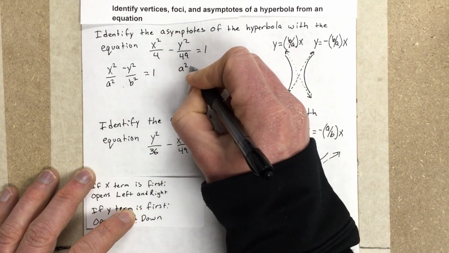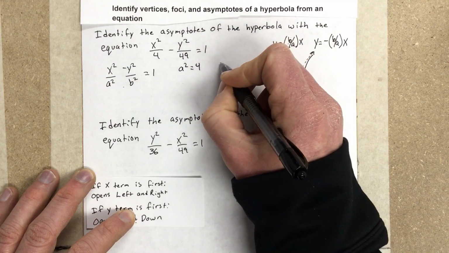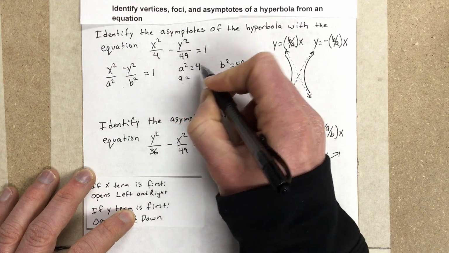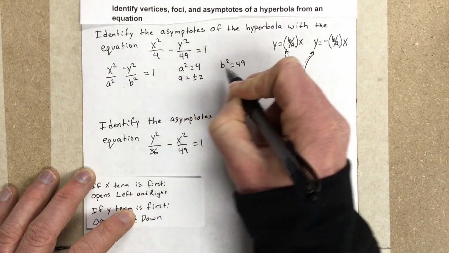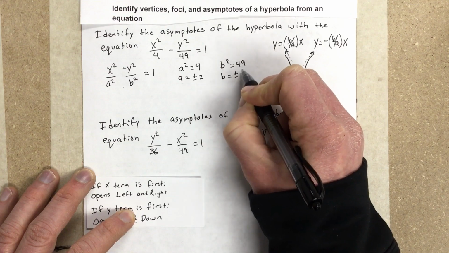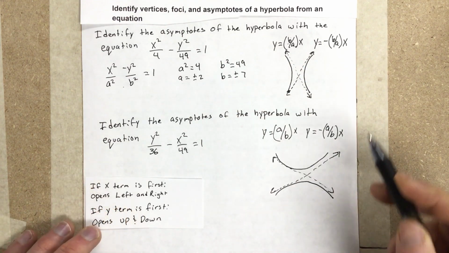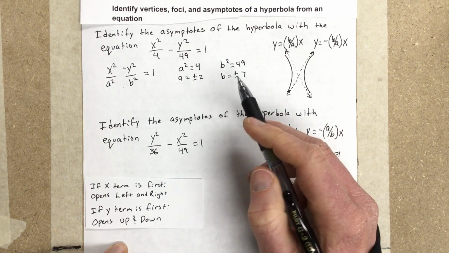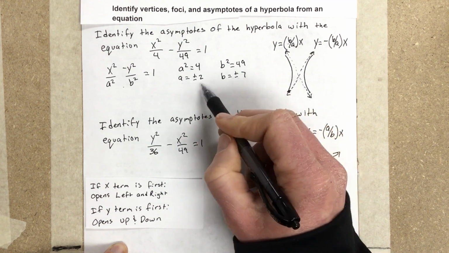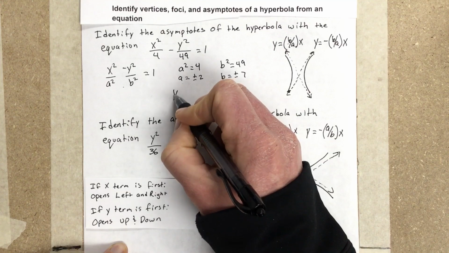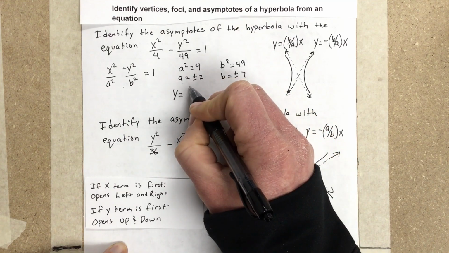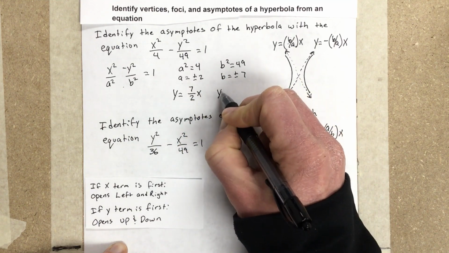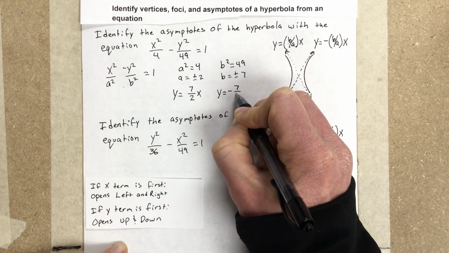So that means that a squared is equal to 4 in the first equation, and b squared is equal to 49. So when I square root, I get a is equal to plus and minus 2, and b is equal to plus and minus 7. Now we don't have to worry too much about this whole plus and minus deal. We're just going to look at a and b without the negatives. So we're just going to say that the first equation is y equals 7 over 2x, and the other equation is y equals negative 7 over 2x.